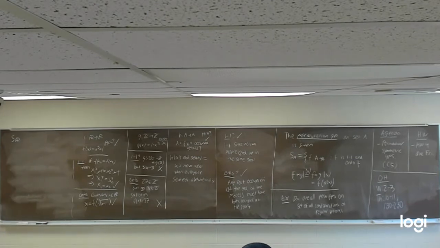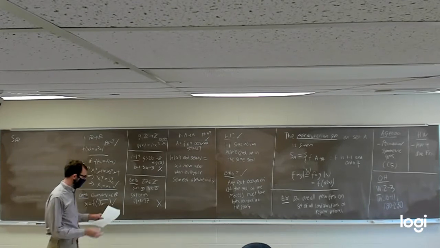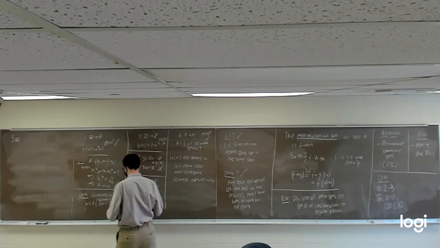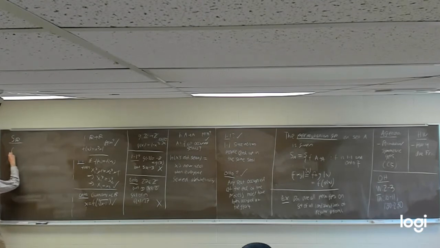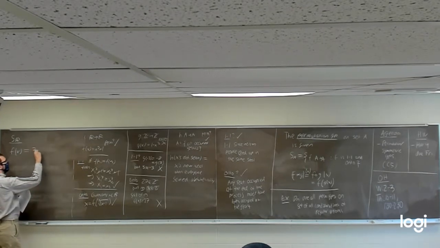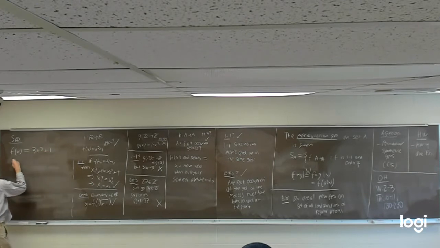Let's look at the permutation group on the set of all real numbers, S of R. And so here, I'm going to take two elements in this permutation group. I'm going to take f of x is equal to 3x cubed plus 1, and g of x is equal to 2 minus 5x.